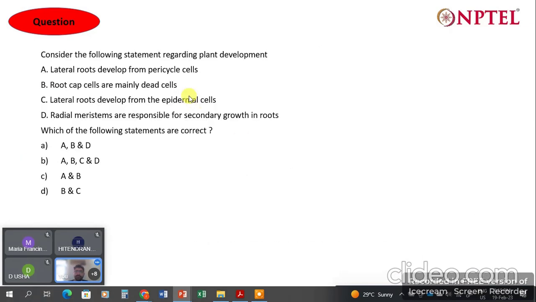The next question is: consider the following statements regarding plant development. Lateral roots develop from the pericycle cells; root cap cells are mainly dead cells; lateral roots develop from the epidermal cells; or the fourth one is the radial meristems are responsible for secondary growth in roots. Which of the following is correct? Here are the four options, and can anyone take a guess?